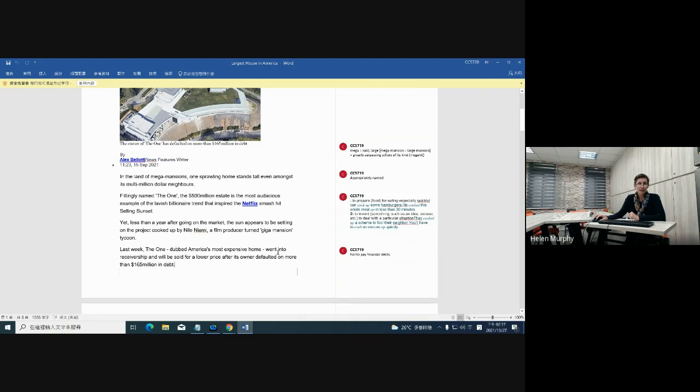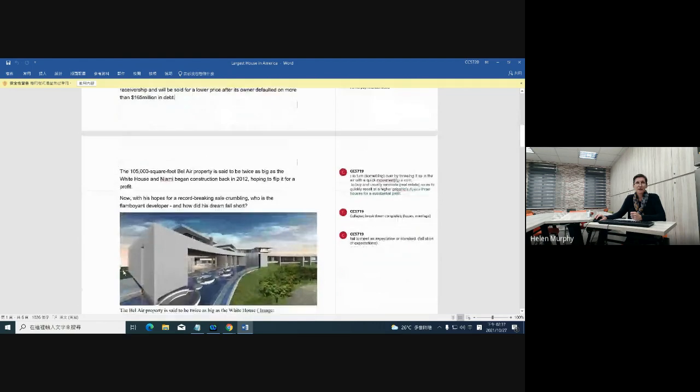And unfortunately, it has gone into receivership. Something goes into receivership when you fail to pay the money you owe. Okay, so a business generally will go into receivership if the owners of the business fail to pay their financial debts. Okay, so that's what's happened to this mega mansion because its owner defaulted on their debt. To default on a debt is to fail to pay your debt.